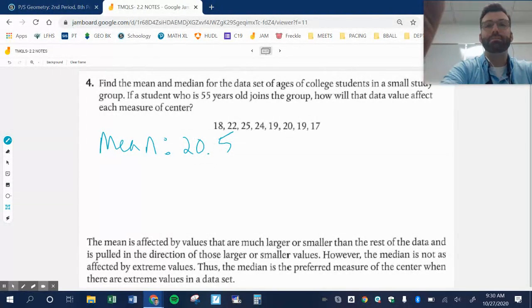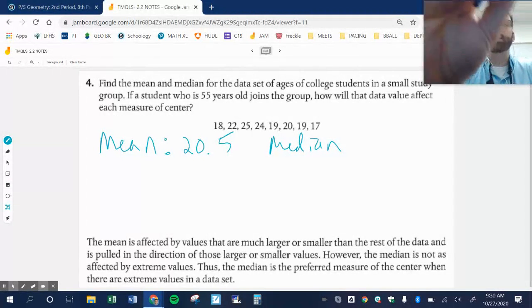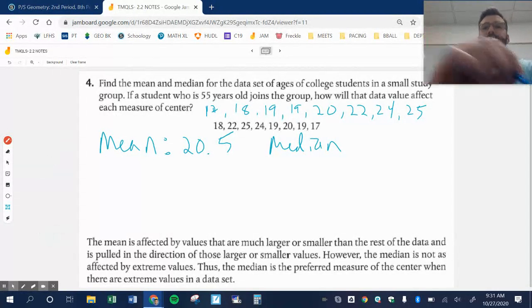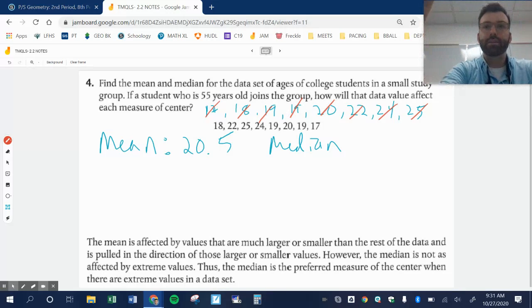All right, the median, which is the middle. I need to arrange this so it's from least to greatest. So let's do that. Okay, so I'm going to add 17. I go ahead and pause. Okay, so how would I do this? This is how I think of it after I arrange it. I just go right here. Boom, boom, boom, boom, boom, boom, boom, boom. All right, so the median is in between 19 and 20, or the average of the two numbers. So I would do 19 plus 20 divided by 2 to get 19.5.